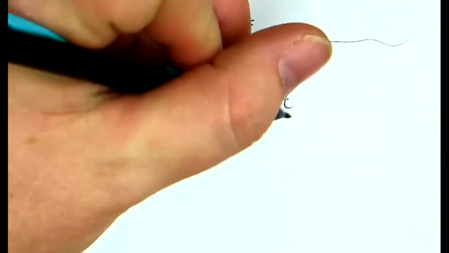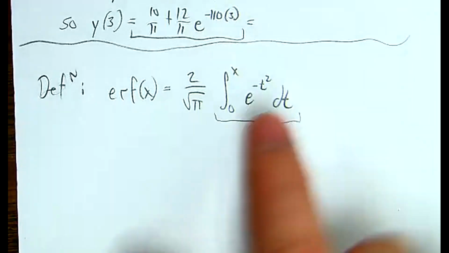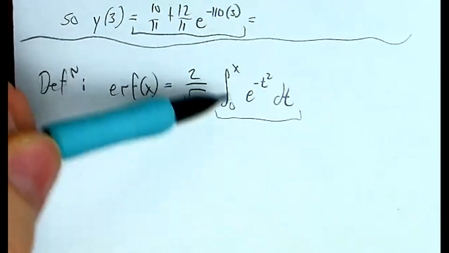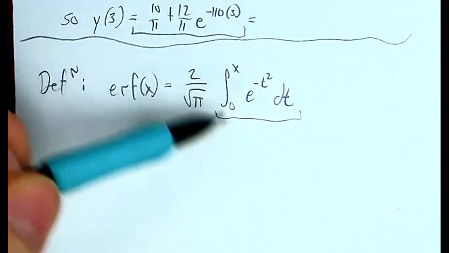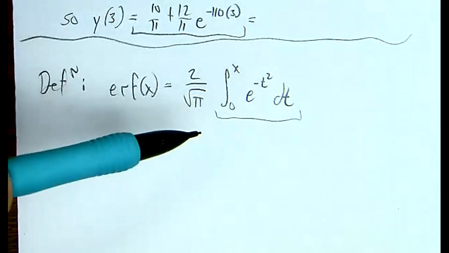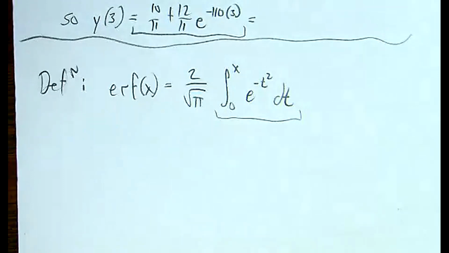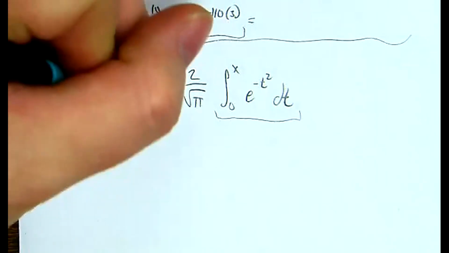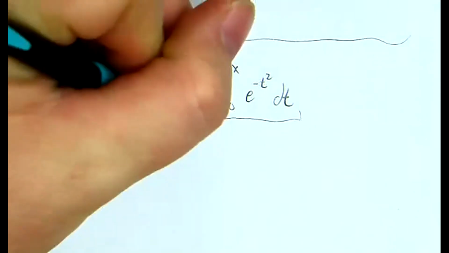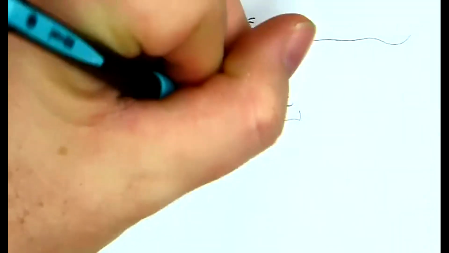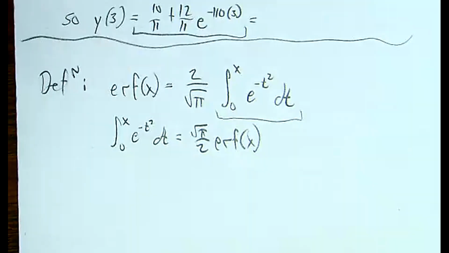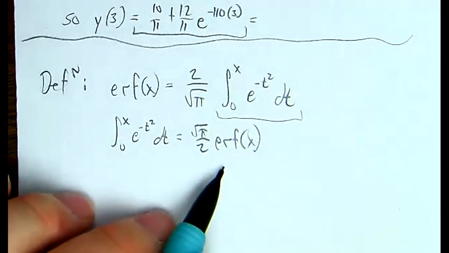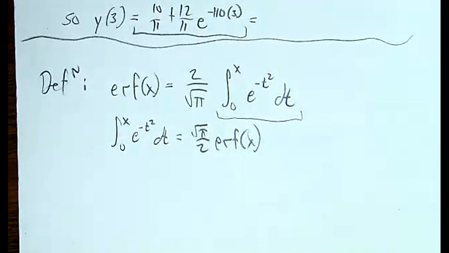So if we ever see this pop up in a solution, we know that this doesn't have a closed form solution. And so we can't find the antiderivative here. We don't know the antiderivative here. So if this pops up, we can just simplify it as erf of x. I prefer to think of this as the integral from 0 to x of e to the negative t squared dt is equal to root pi over 2 times erf of x. That way, anytime I see the integral from 0 to x of e to the negative t squared dt, I can just swap it out 1-to-1 for that. I don't have to try to get the 2 over root pi to appear.